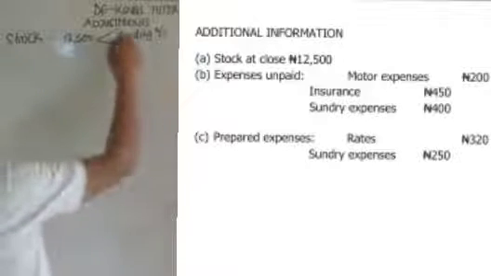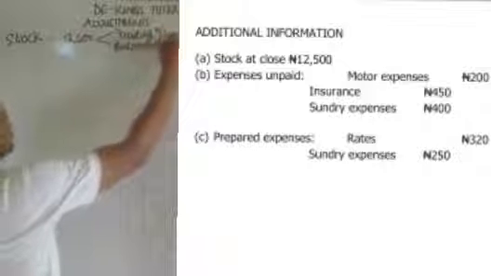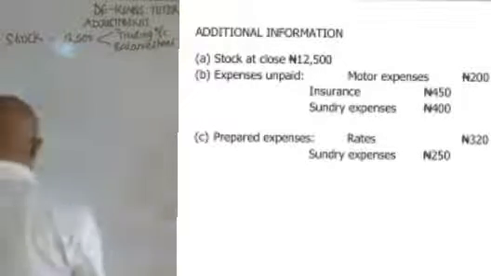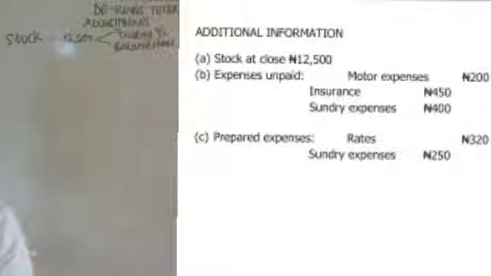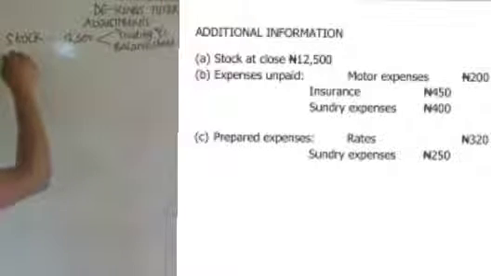Is the balance sheet under current asset? Okay, so that's the first item. The next one is, say, expenses unpaid. Expenses unpaid means accrued expenses. Okay, and let's see that.